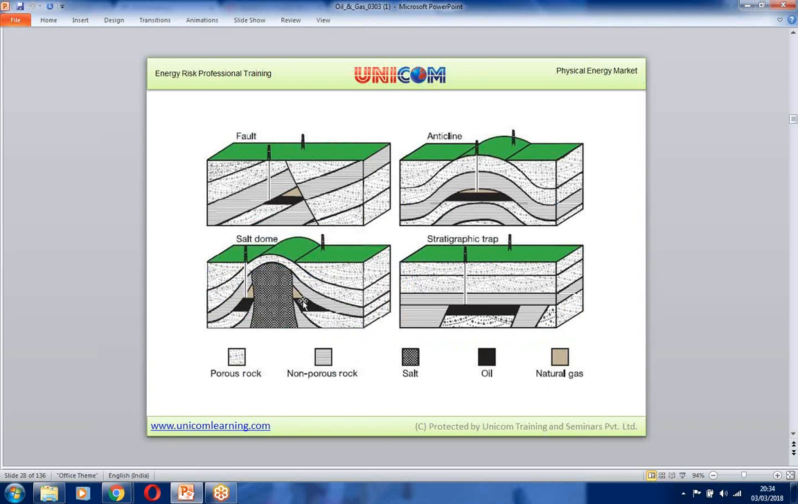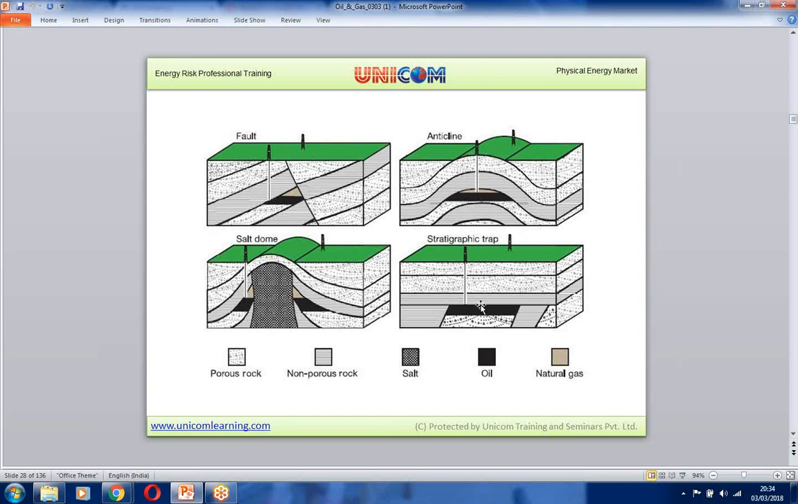Okay, this picture is more clear. See, these are the anticlines. These are the places where salt and oil and gas can accumulate. And see again, in a fault, in a salt dome, this is a typical structure. There are bends on the earth surface like an anticline or a salt dome. Those are the locations where geologists would look for oil and gas formations.